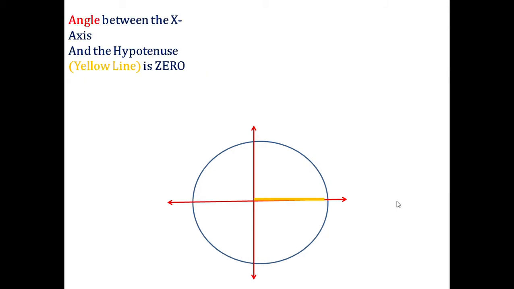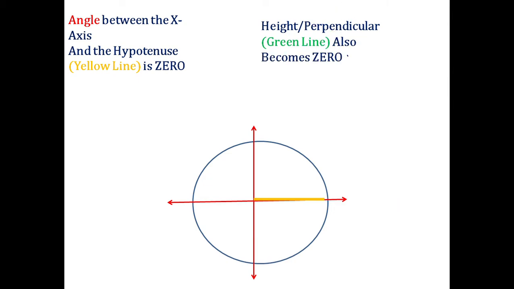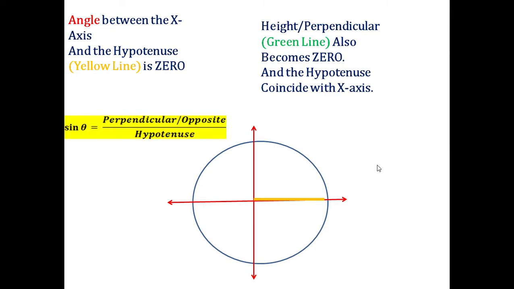Then we shall get the height or the perpendicular green line. That means there is no green line, that means the length of this green line is 0. So height or perpendicular also becomes 0. Why? Because hypotenuse is coinciding with x-axis. Thus, sine theta is perpendicular by hypotenuse, that is opposite by hypotenuse. Perpendicular here is the green line, no green line, that means 0 by the length of the yellow line, that is hypotenuse here. So sine 0 is 0.